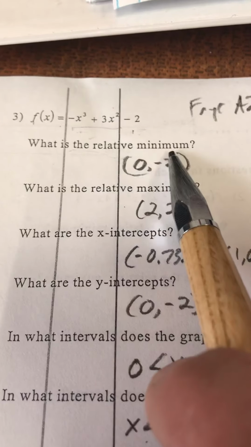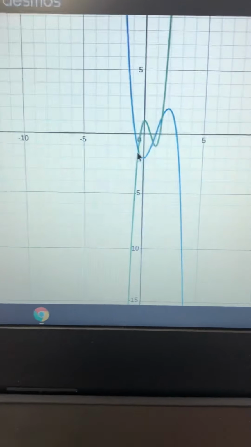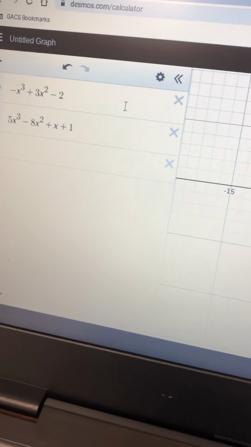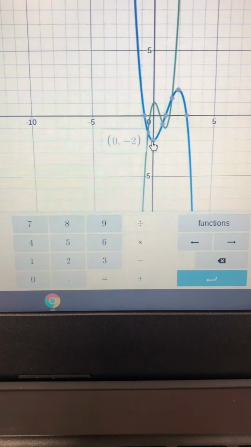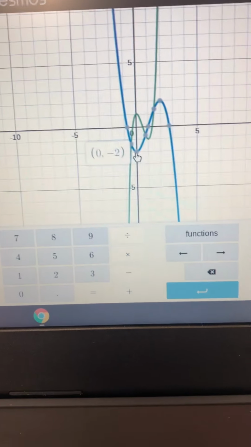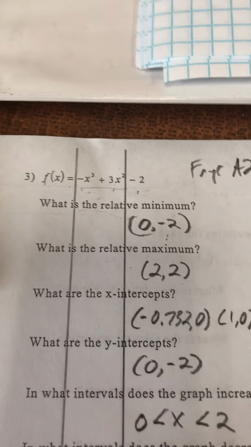What is the relative minimum of this equation? So the relative minimum is going to be this point right down here. Oh, I came off of it, so I have to highlight it, and this point right here. That's the relative minimum. So that's the point (0, -2). That's why I have (0, -2) written there. Okay, you could pause this as I'm just going to keep on going.